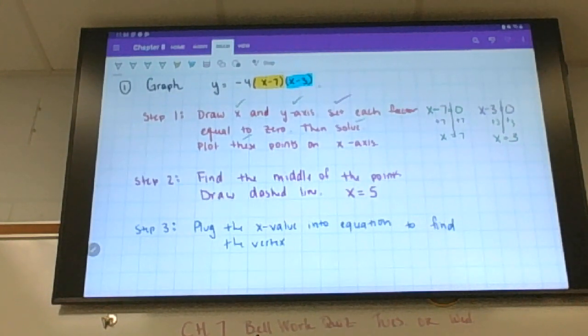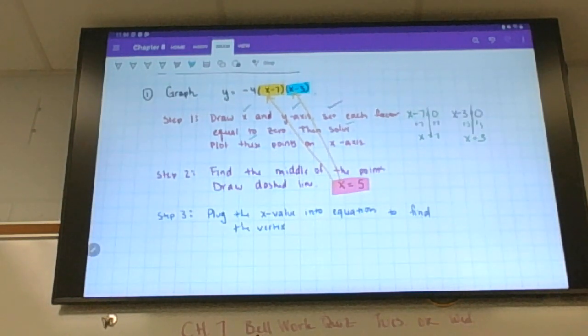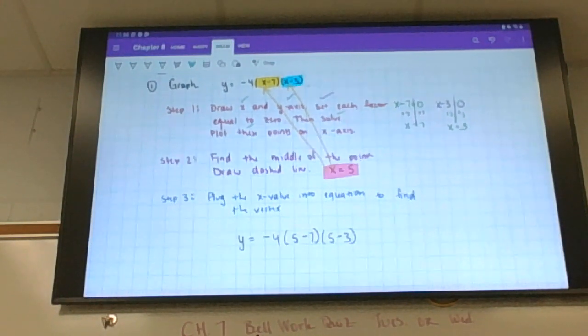All right, so I'm going to take this 5, and I'm putting it in 2 spots. I'm putting it in that x, and I'm putting it in that x. By plugging that in, it's going to tell us the y value and where our point is going to fall on this dash line. We're going to do all the math and get it down to one number. Plug it in, that's going to tell us y.